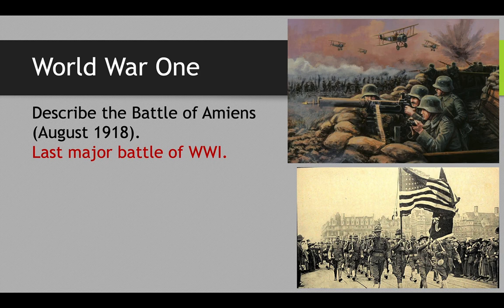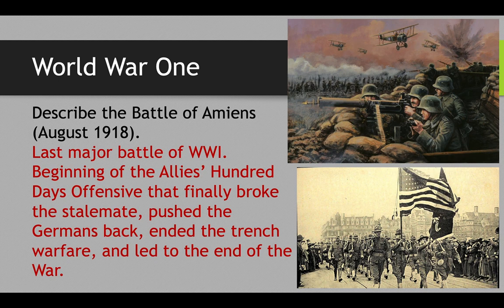The Battle of Amiens took place in August of 1918. It was the last major battle of World War I. So we're about 4 years since the beginning of the war. Tens of millions of people have died, many more have been wounded, and now we get to the Battle of Amiens. And this was the days where the trench warfare system was finally broken. This began the Allies' 100 Days Offensive. It broke the stalemate, it pushed the Germans back, it ended trench warfare permanently, and it led to the end of the war.